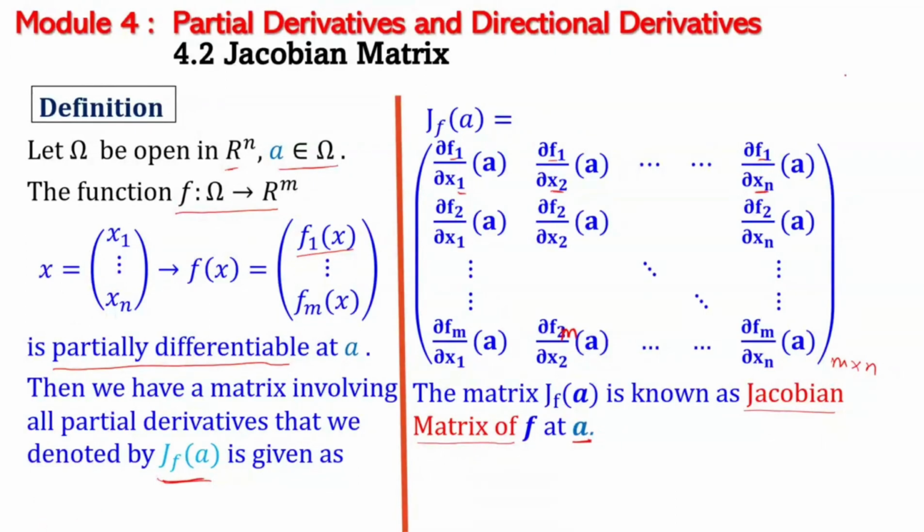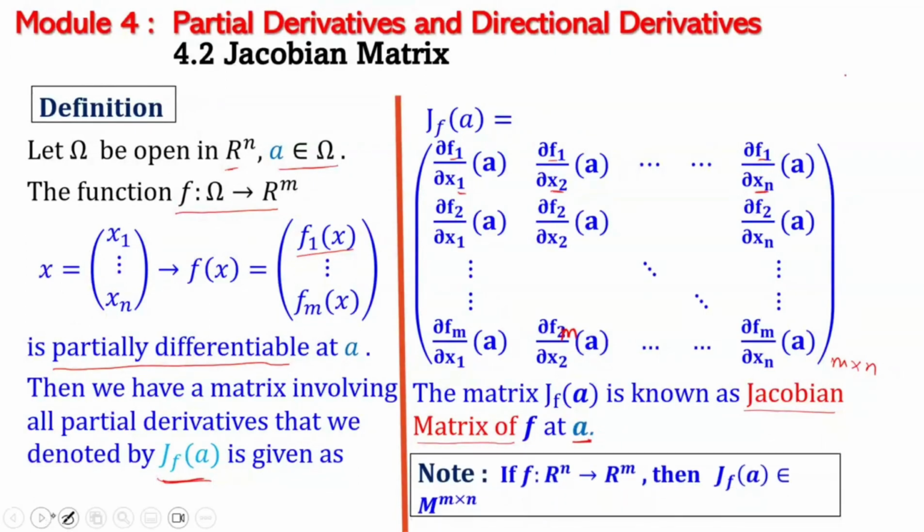Now we have a note here that if f is from Rn to Rm, then the Jacobian matrix will be in the class of m by n matrices. So if f is from R3 to R2, then in this case JfA will be in M2 by 3, which means it will be a 2 by 3 matrix.